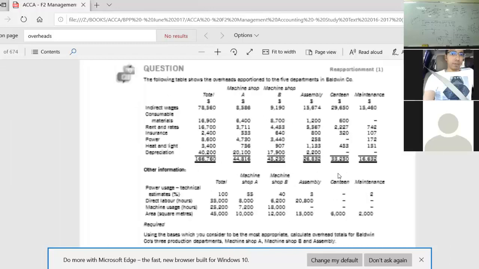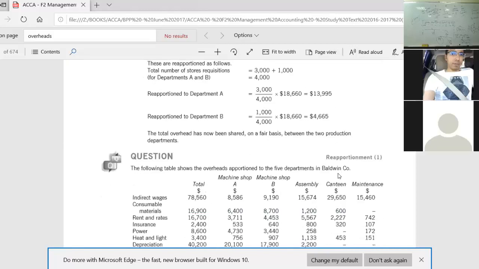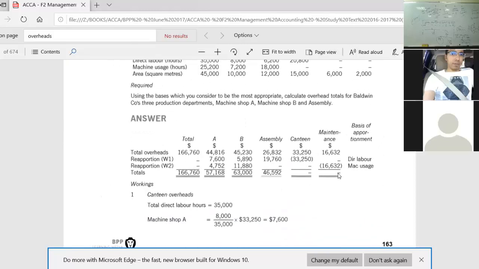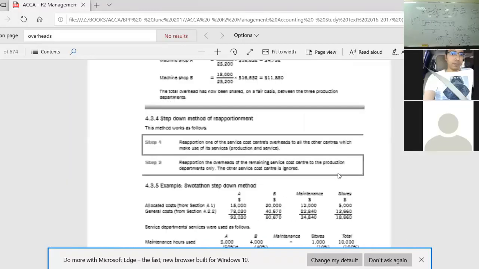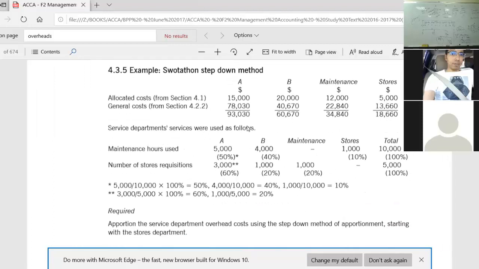Moving on to this, I think this is a new question which I want to ignore right now. Step down method. Again, we are back to our old question. See, 93, 60, 34.